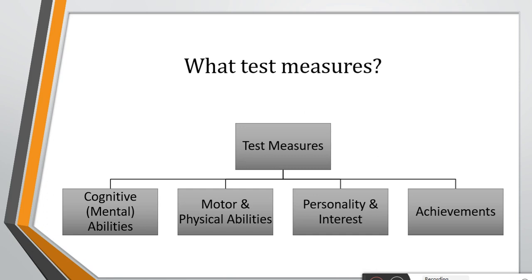Then comes the personality and interests of a person. So the tests measure personality. There are certain personality tests, intelligence tests, and there are certain interest tests. Whether the person who has appeared in front of an organization, they look for his personality and his interests. And the next thing is achievements. So tests measure the achievements of a person.